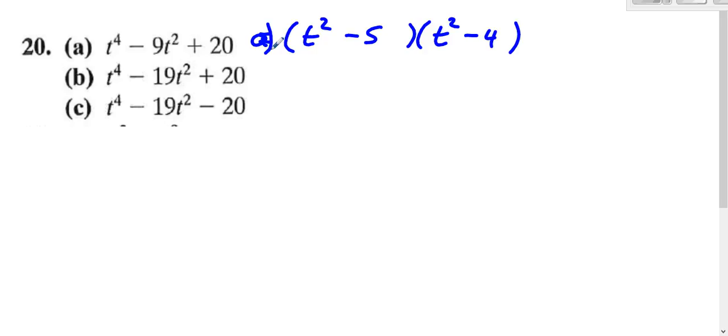And then since that's a t squared, you might be able to factor it more if it's a difference of squares. So we've got the minus sign, but 5 is not a perfect square, so we can't go any further with that. 4 is. T squared minus 4 is going to factor to be t plus 2, t minus 2.